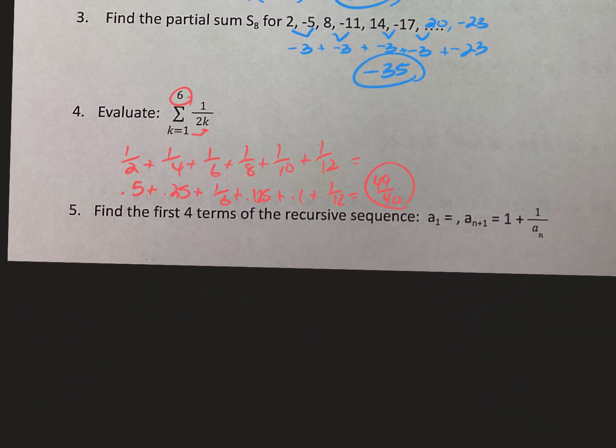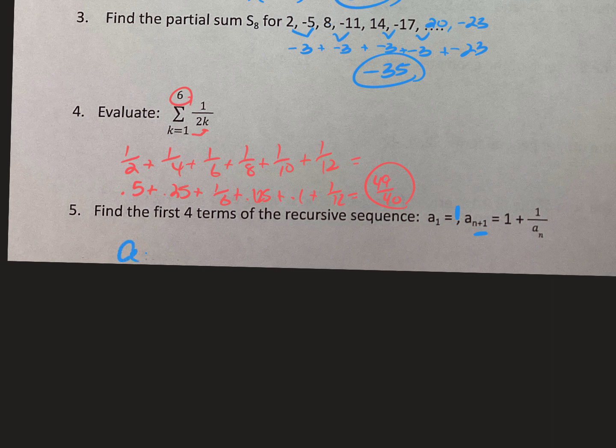Number 5, find the first 4 terms of the recursive sequence. Recursive means you've got to have the previous one to get the next one. So when you see, oh, by the way, I didn't tell you what A1 is. Let's say A1 is 1. All right, so sorry about that. So A1 is 1. This is saying the next term is 1 plus 1 over a n.